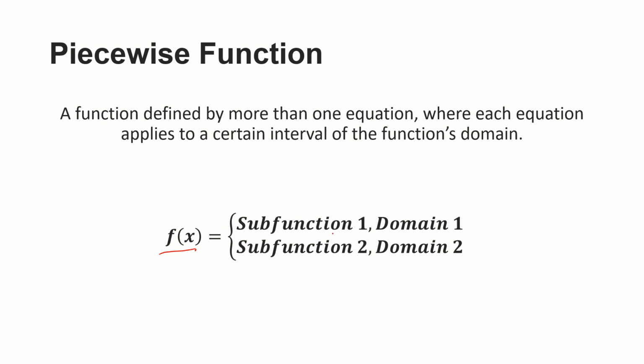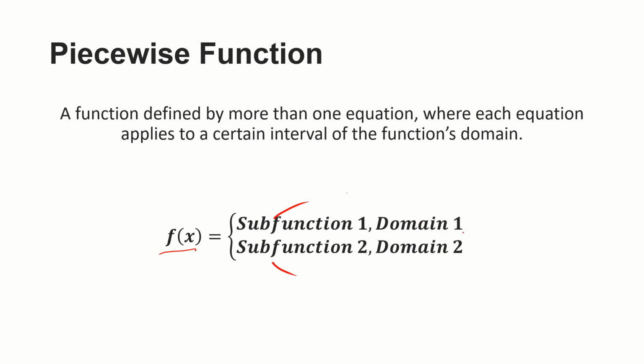Here we have our subfunction number 1, and we also have our subfunction number 2. These subfunctions can be different types of functions. Let's say, for example, the first subfunction is linear, the second is quadratic, or maybe they are both linear, they are both quadratic, or maybe there are other types of function that define our piecewise function. Each subfunction is applied to a certain interval of domain.